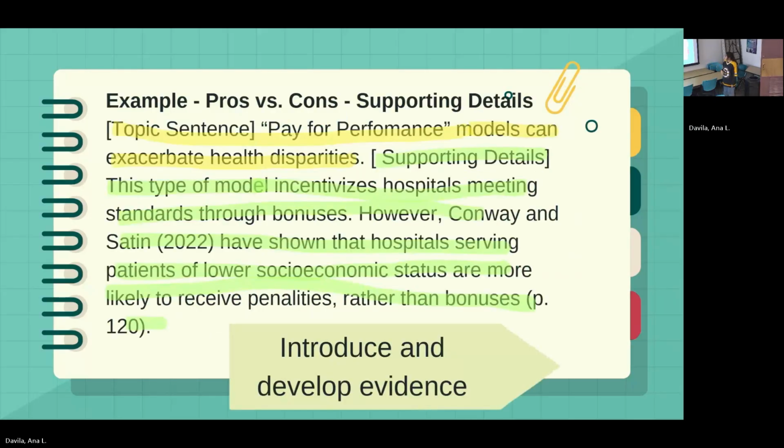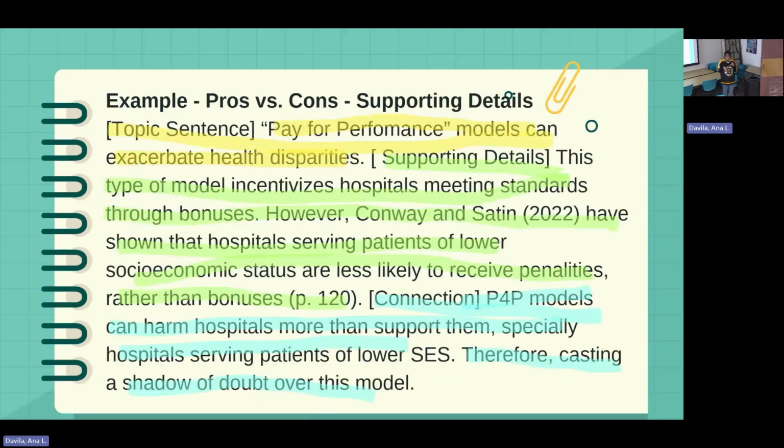For the supporting detail, I put: this type of model incentivizes hospitals meeting standards through bonuses. However, Conway and Sacking have shown that hospitals serving patients of lower socioeconomic status are more likely to receive penalties rather than bonuses. So I didn't deviate; I just supported my thesis statement. So you're going to introduce the evidence and develop it.